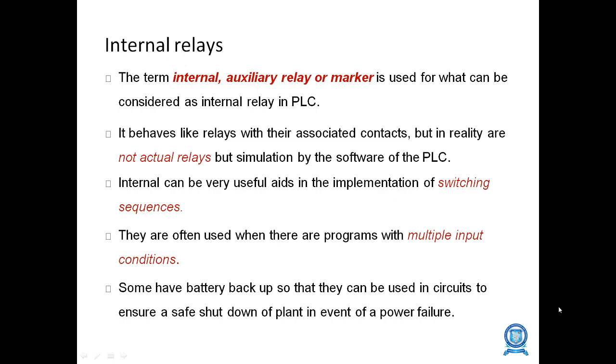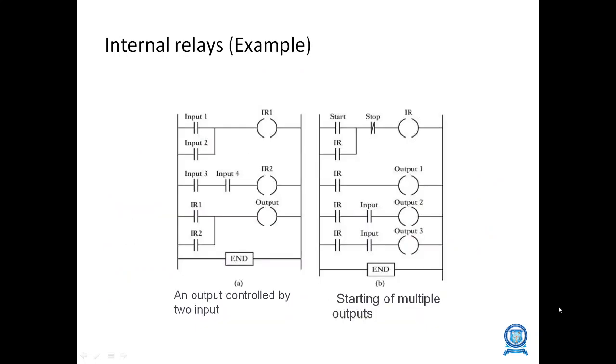Internal relays, or internal auxiliary markers, behave as relays and associated contacts, but in reality they are not actual relays but simulations by software. Internal relays can be very useful aids in the implementation of switching sequences. They are often used with multiple input conditions. Some battery-backed relays are used in circuits to ensure safety, for shutting down the plant even in a power failure. An example for an internal relay is given in the ladder diagram.